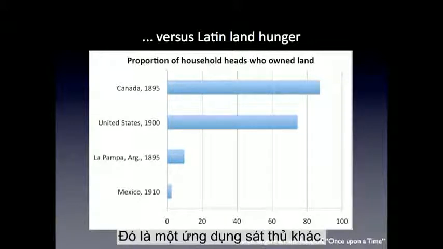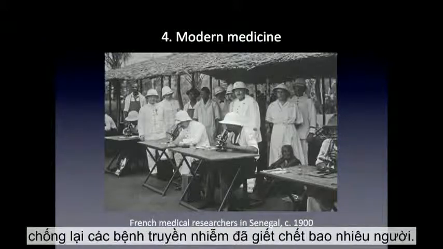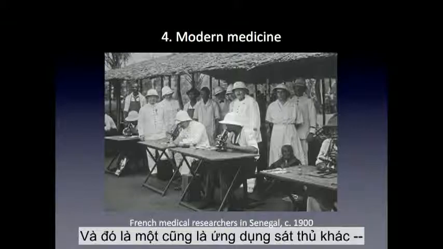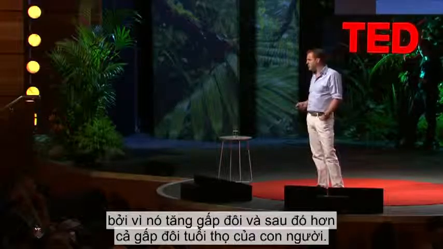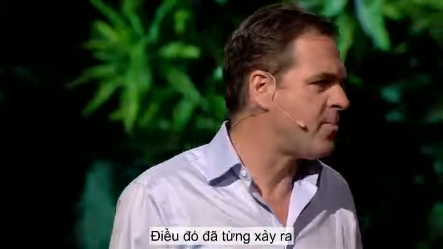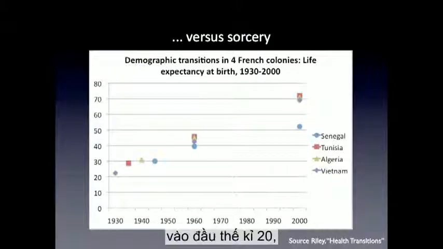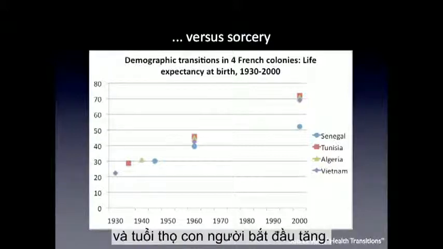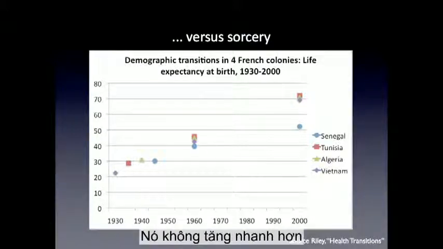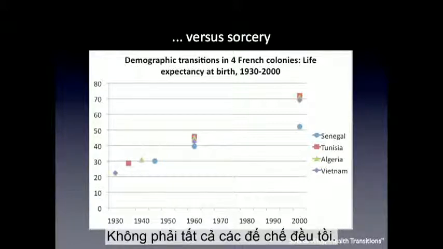That's another killer app. Modern medicine in the late 19th century began to make major breakthroughs against the infectious diseases that killed a lot of people. And this was another killer app, the very opposite of a killer, because it doubled and then more than doubled human life expectancy. It even did that in the European empires. Even in places like Senegal, beginning in the early 20th century, there were major breakthroughs in public health and life expectancy began to rise. It doesn't rise any faster after these countries become independent. The empires weren't all bad.